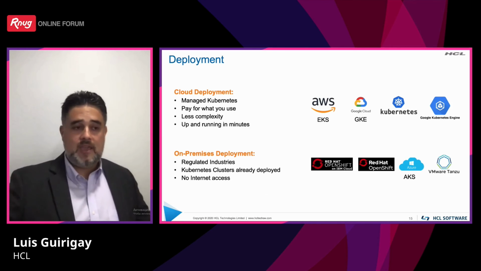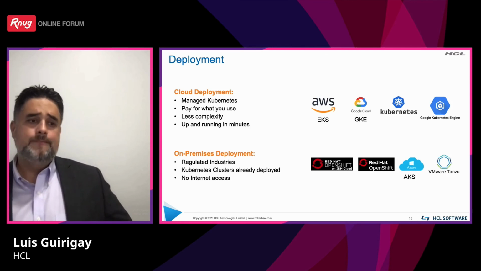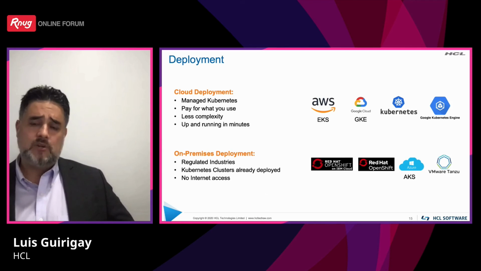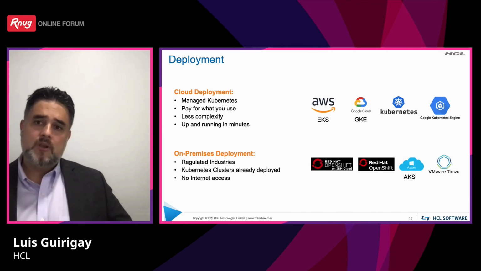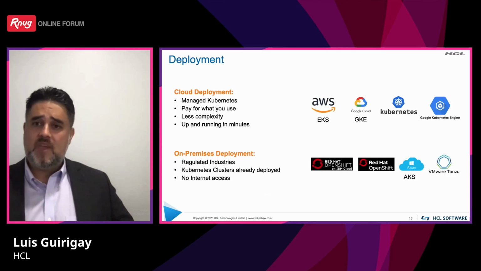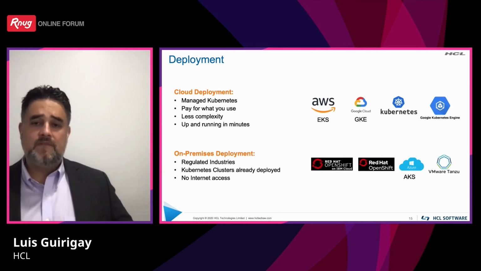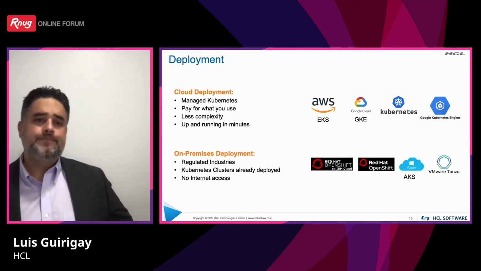You also have AKS, which is Azure Kubernetes Service, and VMware, they actually have a Kubernetes service where this whole process of allocating compute power on demand, VMware can do that, and VMware will create the VMs on the fly as you need them, and that's part of VMware Tanzu.